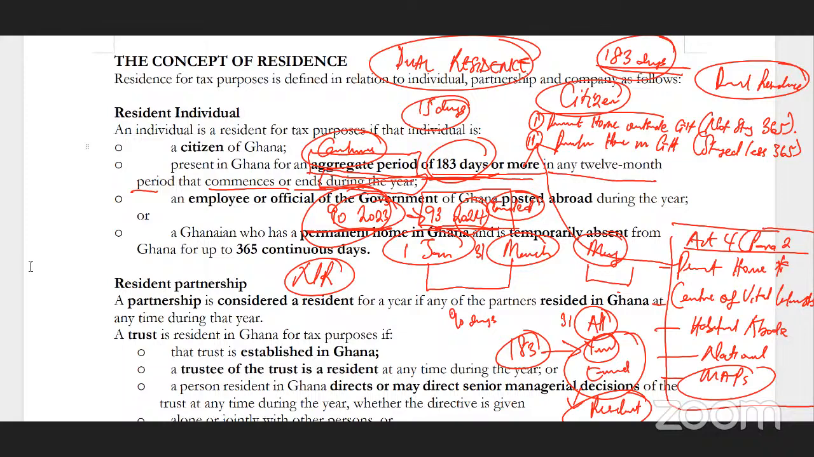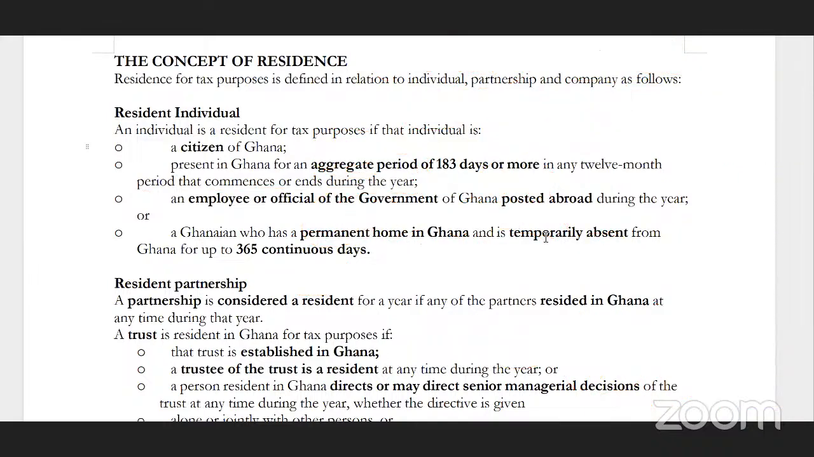Yes, boss. If you are an ambassador, for instance, and the government posts you to a particular country, and they also have a similar rule of 183 days within a period that commences or ends during the year, can they also tax you there so it becomes a double taxation? Of course, they can.